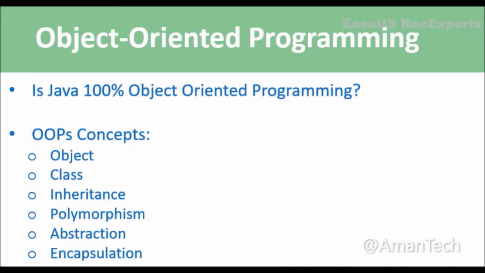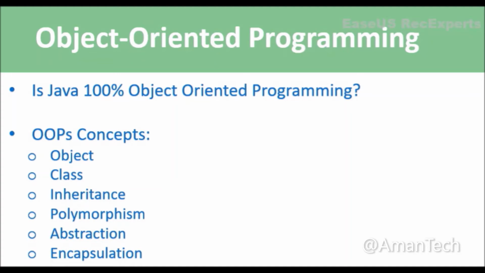The next concept is abstraction. As it is clear from the name, hiding the internal details and showing functionality only is known as abstraction. For example, you have a mobile phone. You don't know how internally it works or processes the data, but you know how to use it because they have hidden the internal details and only expose the functionality. So in Java, we use abstract classes and interfaces to achieve abstraction.